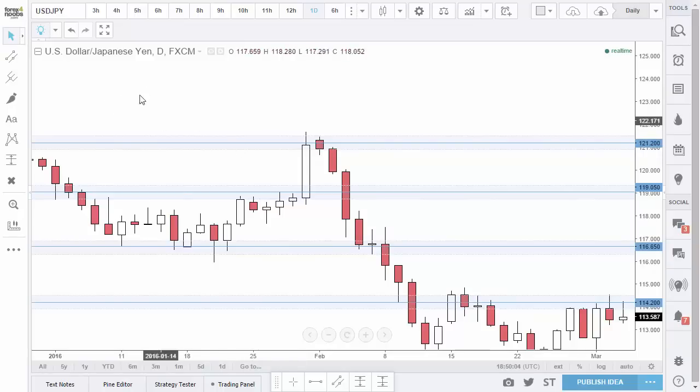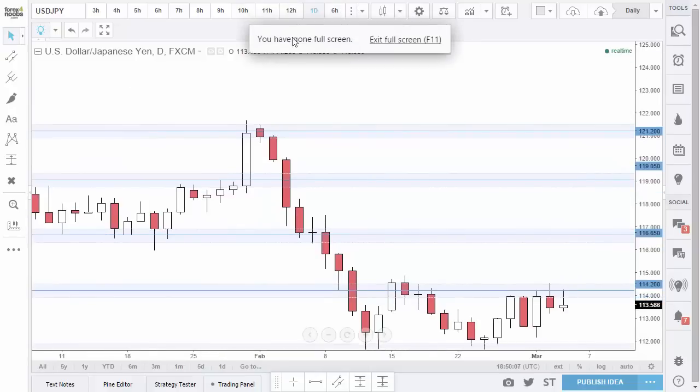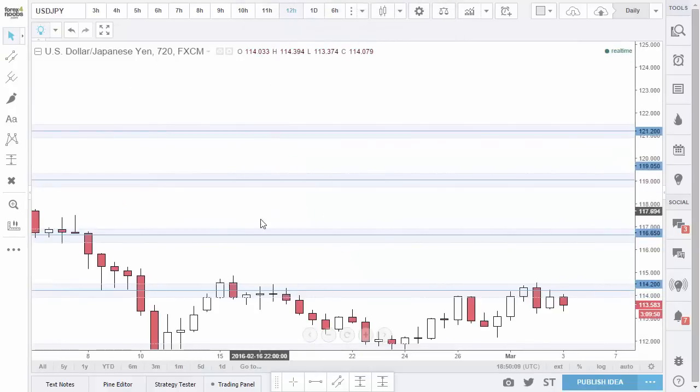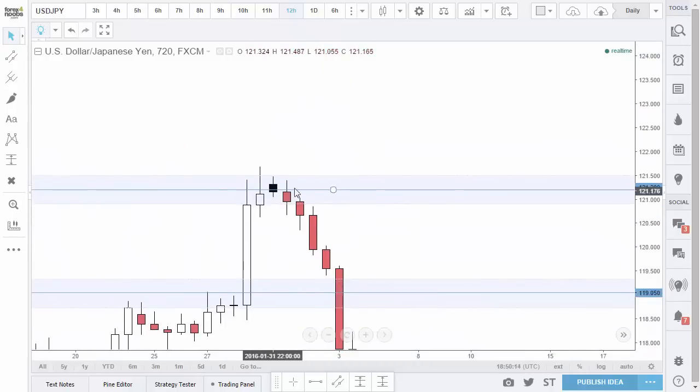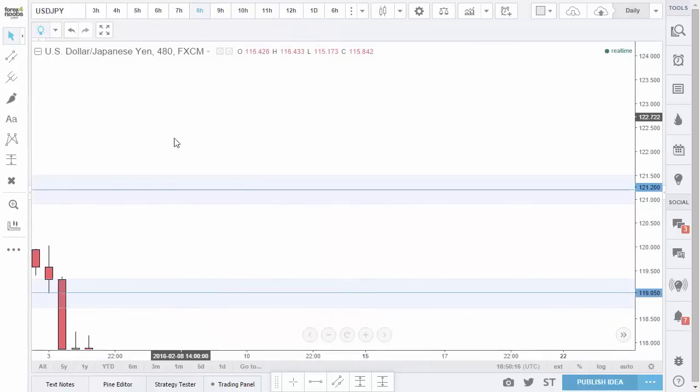Okay. Anyway, so that's a handy little trick. Switching around different time frames, looking at different time frames to get an idea of what price is doing, is a handy little trick.